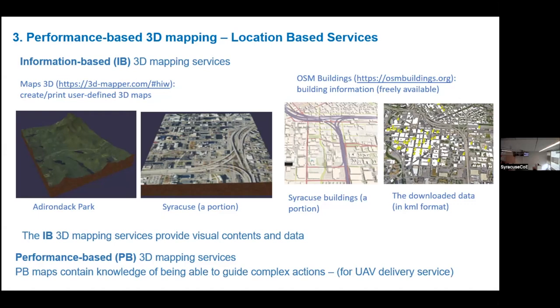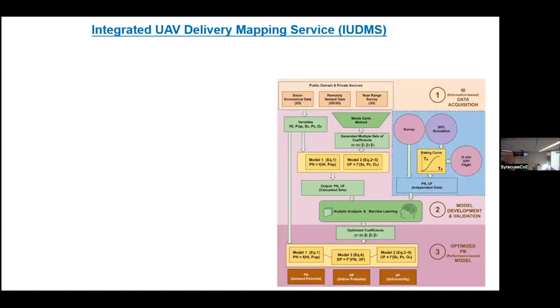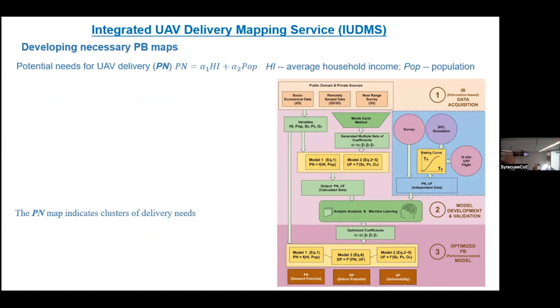We call that a performance-based study service. We developed this system, IUDMS, Integrated UAV Delivery Mapping Service. This service contains three parts. The first part is essentially to develop performance-based mapping. Specifically in IUDMS, I developed three performance-based maps.